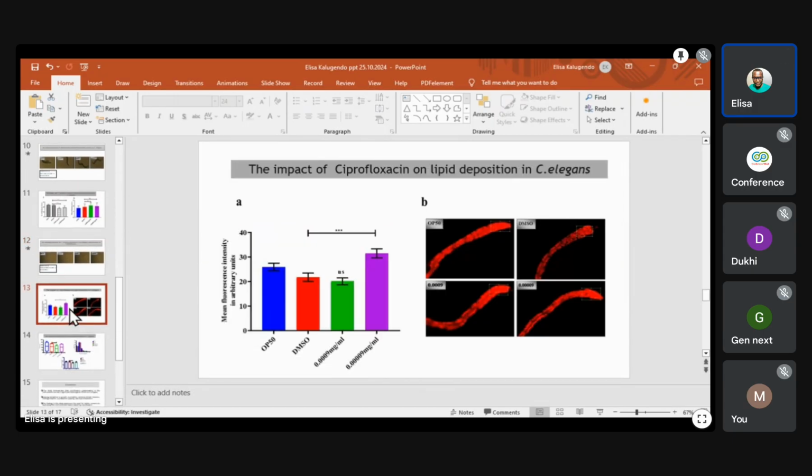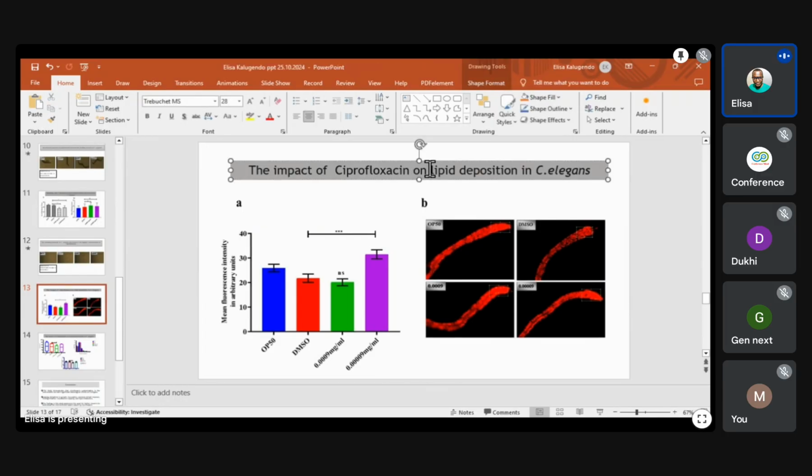Another study we did was the impact of ciprofloxacin on lipid deposition in C. elegans. This lipid deposition study is being done by a Nile red staining procedure. So this study will be determining the lipid metabolism of C. elegans when exposed to ciprofloxacin. We try to determine how ciprofloxacin is affecting lipid deposition or metabolism, overall metabolic activities.